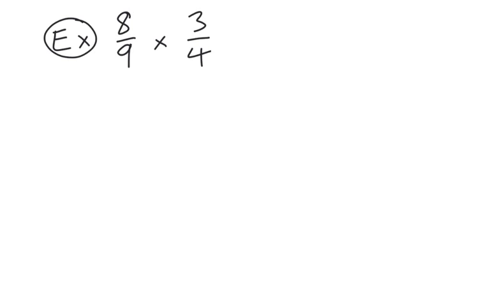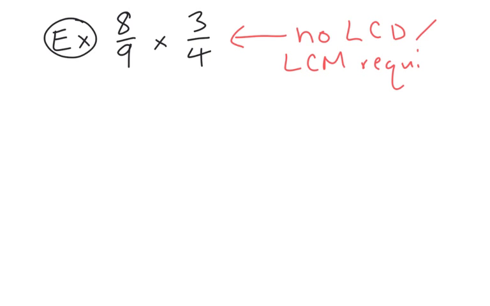When you're multiplying fractions, you actually do not need a lowest common denominator, and therefore you do not need to find the lowest common multiple. So let's make a little note here. No LCD/LCM required. This makes life a lot easier. There are actually two ways of solving this question. I'm going to show you one way right now.